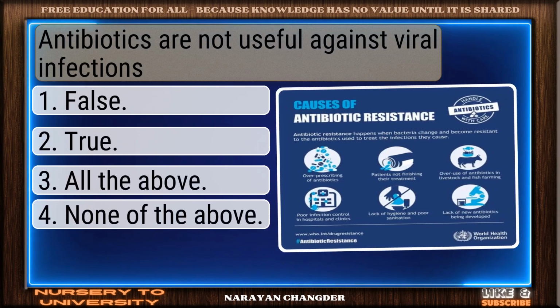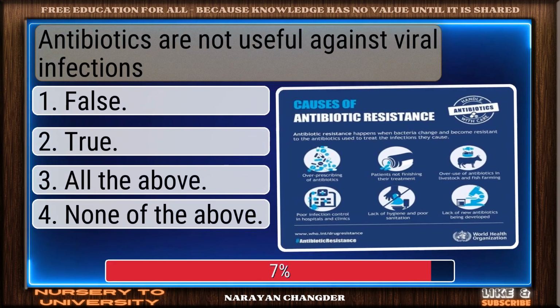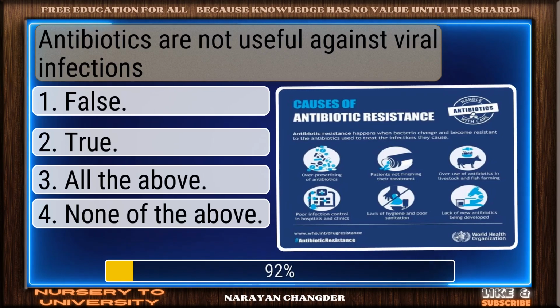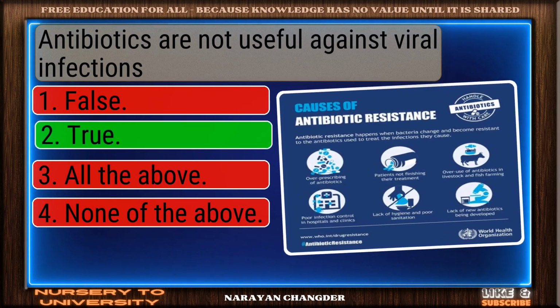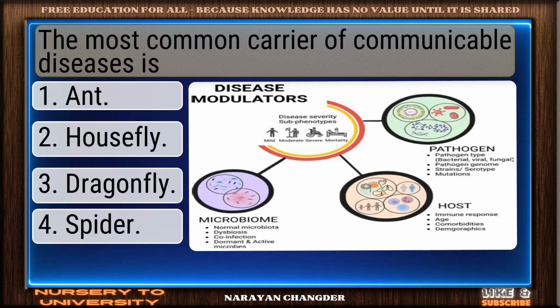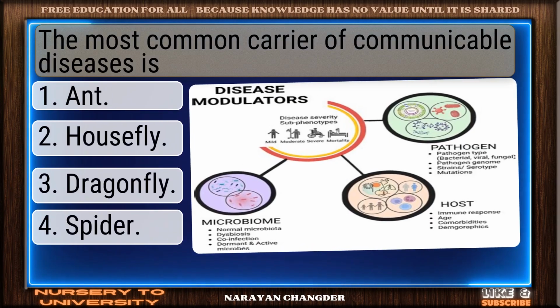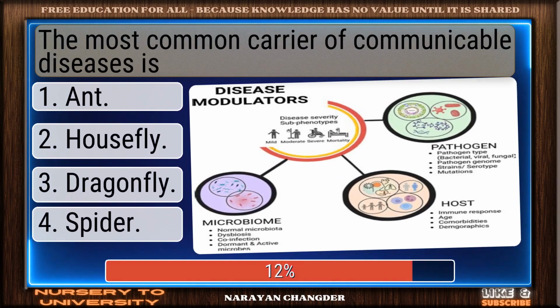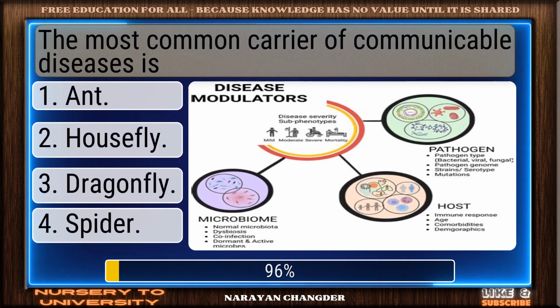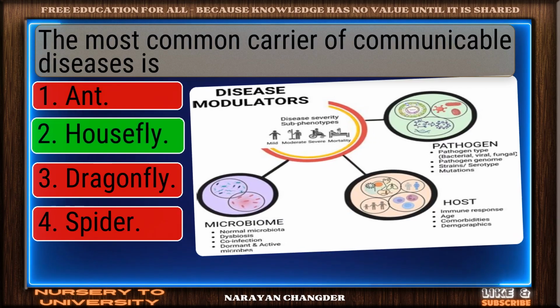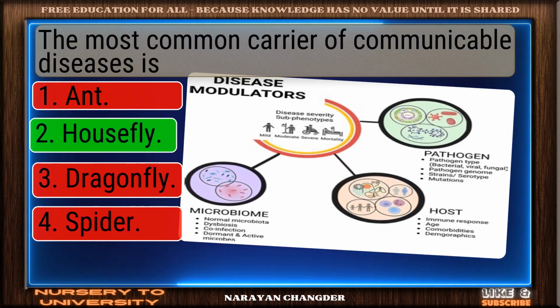Antibiotics are not useful against viral infections. Correct. True is the right answer. The most common carrier of communicable diseases is... Smart move. Housefly is an accurate answer.